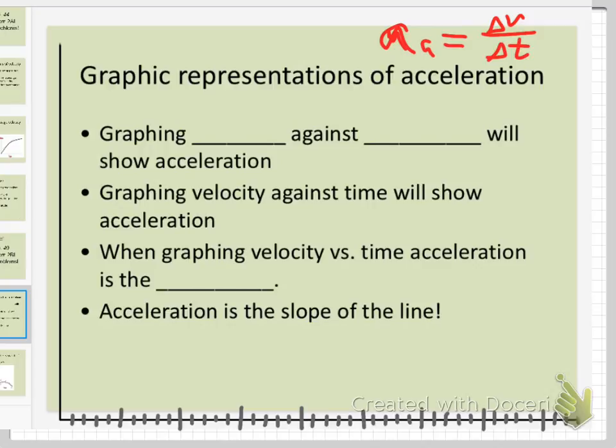Time, always time. Time marches on independently, doesn't care about you. It just keeps going. You will understand the older you get how deeply, deeply true that is. When you graph velocity versus time, acceleration is the slope. That's easy.